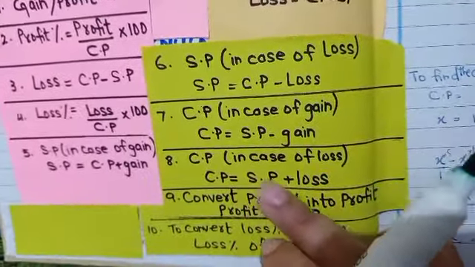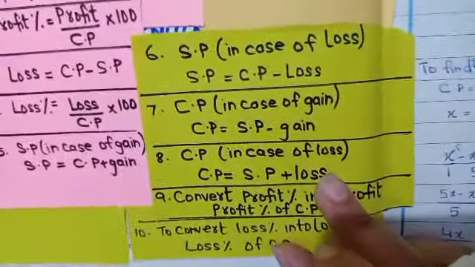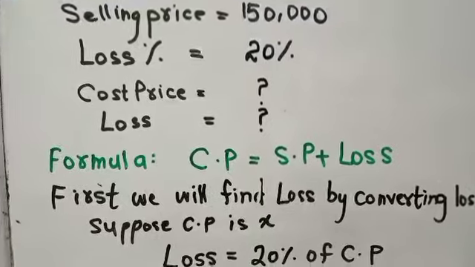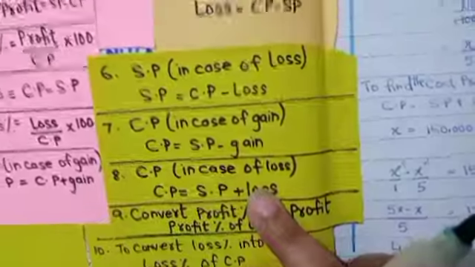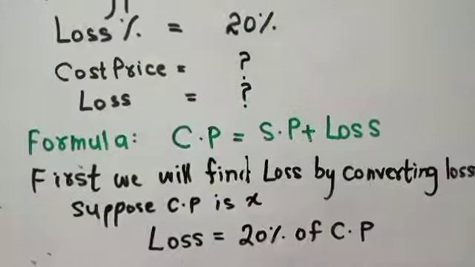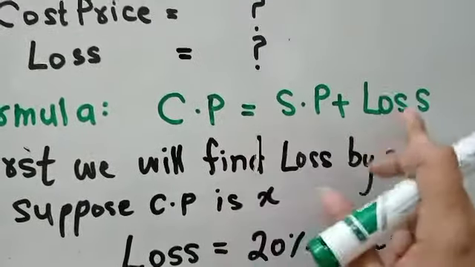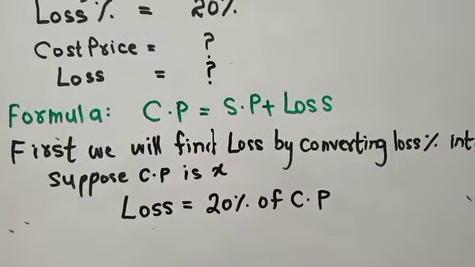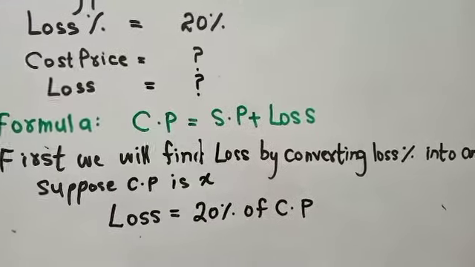Cost price is equal to selling price plus loss. Now you can see in the formula they had given loss, and I do not know loss because in the question 20% loss is given to you. So first thing you will do, you have to find out loss. You will write down the original formula over here, cost price in case of loss. Cost price is equal to selling price plus loss. I know selling price, I do not know loss. For this I have to work. So I will write, first we will find loss by converting loss percentage into amount.